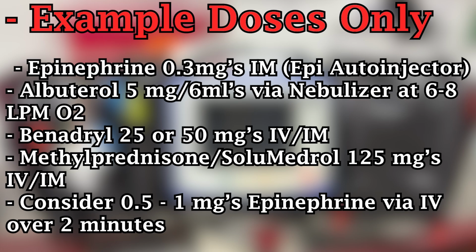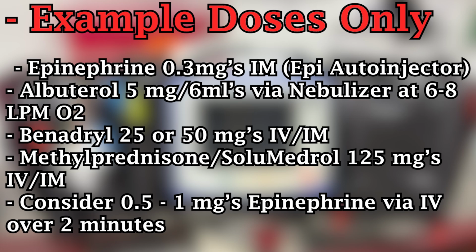But we could also consider albuterol at 5 milligrams to 6 mLs, depending on your local protocols, that is set at a nebulizer between 6 to 8 liters per minute of oxygen. For Benadryl, it can either be 25 or 50 milligrams, either IV or IM, again, according to your local protocols. Methylprednisolone or Solu-Medrol, in this case, we'll say it's 125 milligrams, either IV or IM.